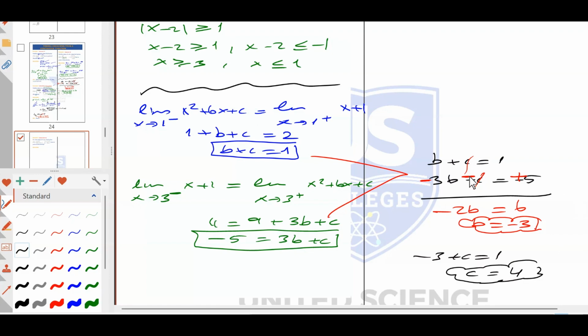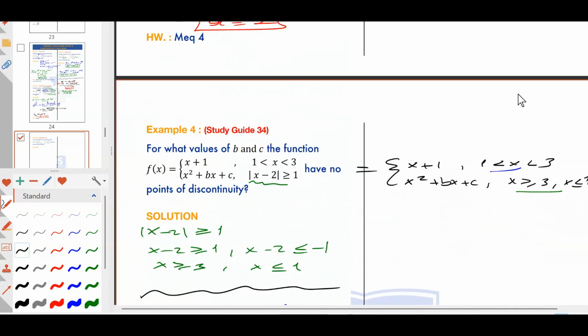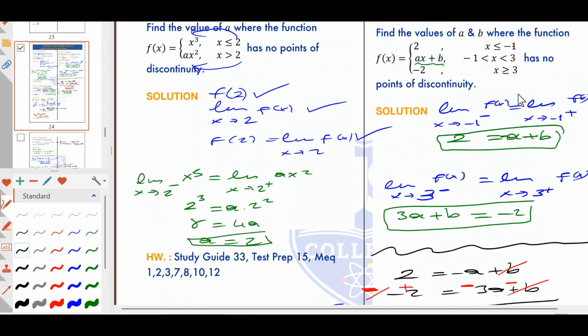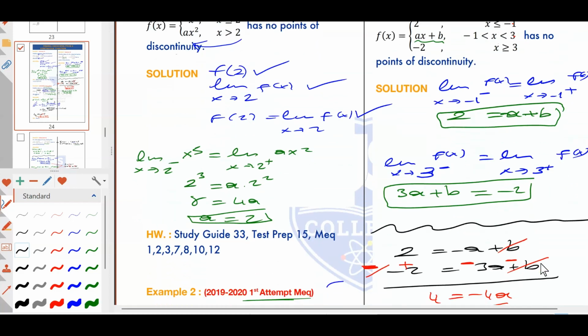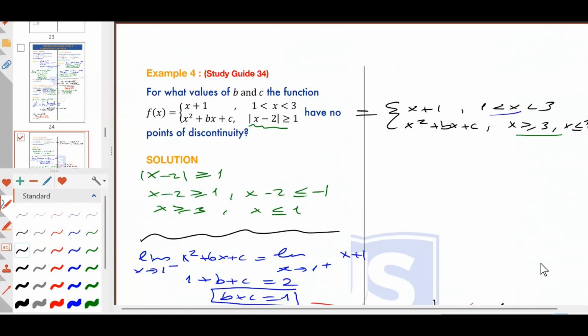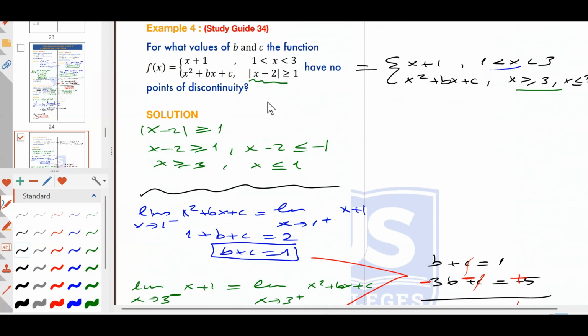So it is just like the previous one. We had a piecewise function with three conditions. We had two different boundary numbers. So we found right and left sided limit for both of the numbers and solved the system. We did the same here. The only difference is we got rid of the absolute value first.